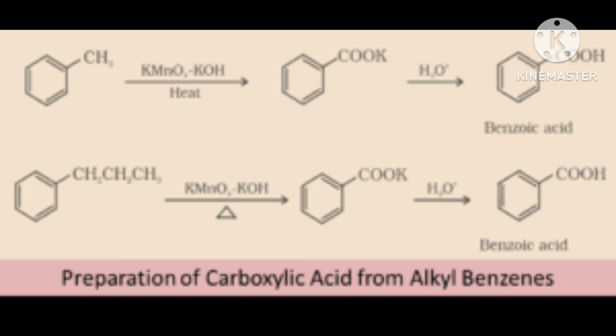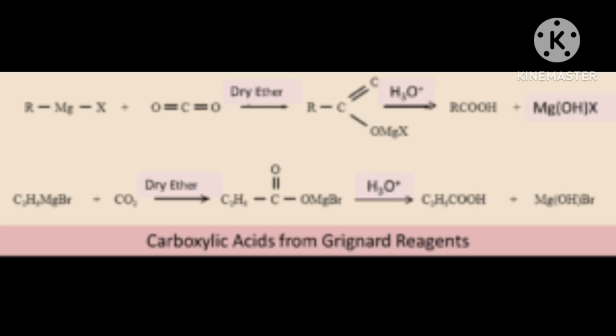R minus will join to C plus. Correct? Now R has joined with positive carbon, and O, which is negative, has joined with positive magnesium. Now see what you got. Already one double bond is there, C double bond O.